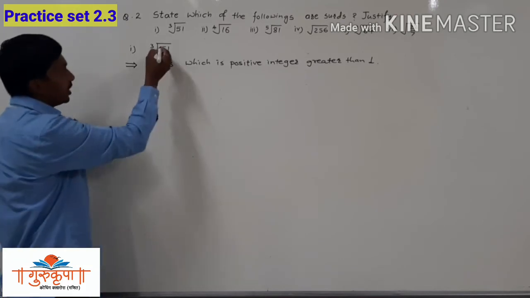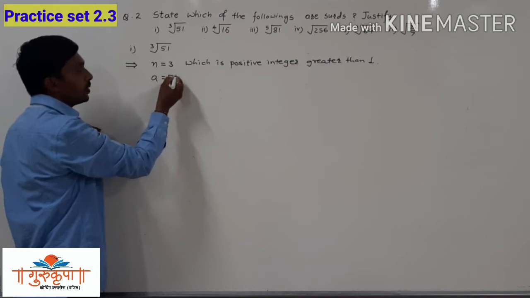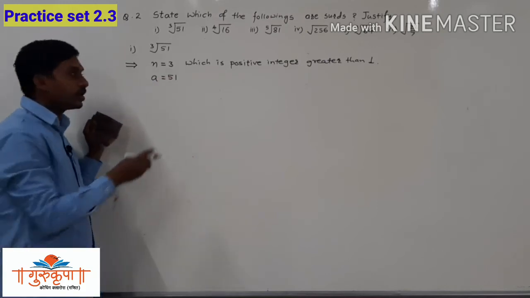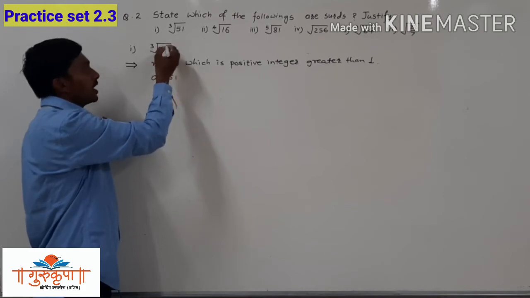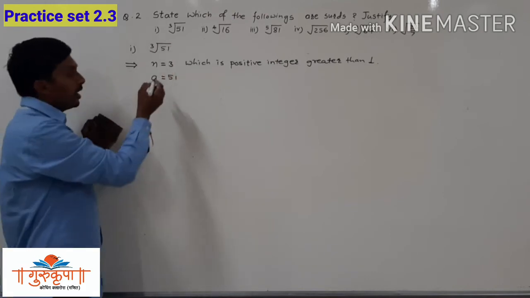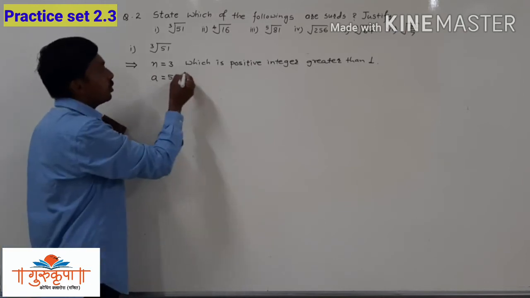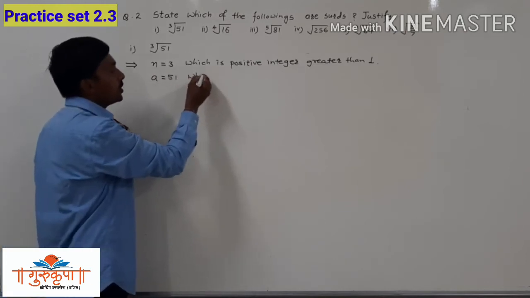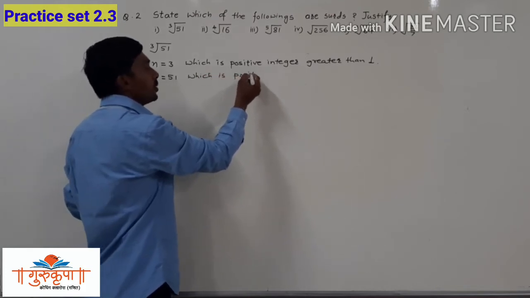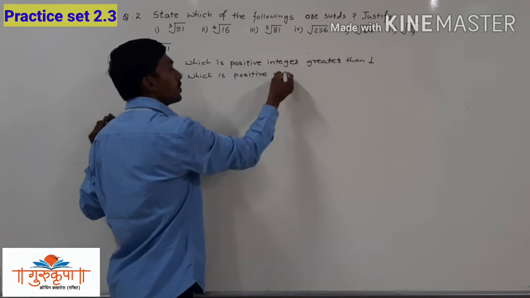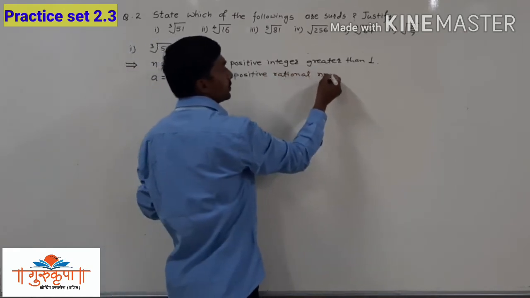Now, here a is equal to 51. Here we have a is equal to 51, which is a positive rational number. The number which is there in the radical sign is called the radicand, and this should be a positive rational number. So, a is equal to 51, which is a positive rational number. The second condition is also satisfied.